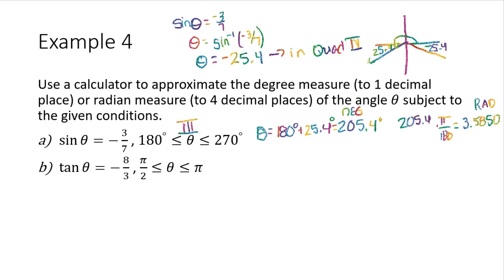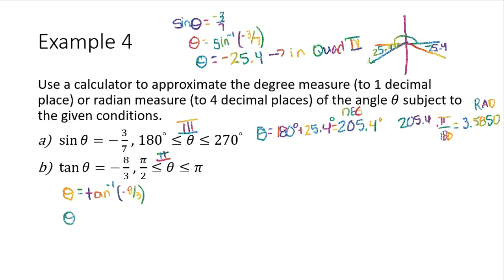Part B, the tangent of theta is equal to -8/3, and pi over 2 is less than or equal to theta, which is less than or equal to pi. Okay, our 2 clues, the tangent is negative. That happens in quadrants 2 and 4. And the quadrant right here between pi over 2 and pi, this is quadrant 2. If the tangent of theta is equal to -8/3, then we can say the angle is equal to the inverse tangent of -8/3.